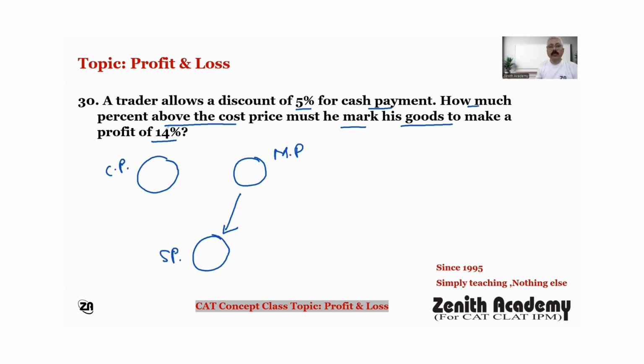Here you have to find how much percent of the cost price, means this actually is to be found out. And discount is 5%. Minus means discount 5%. How much percent of the cost price must he mark his goods to make profit 14%? Profit 14%.